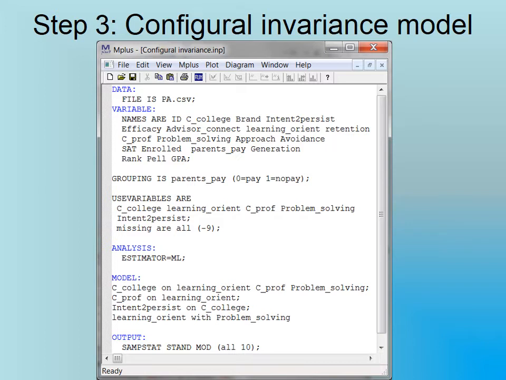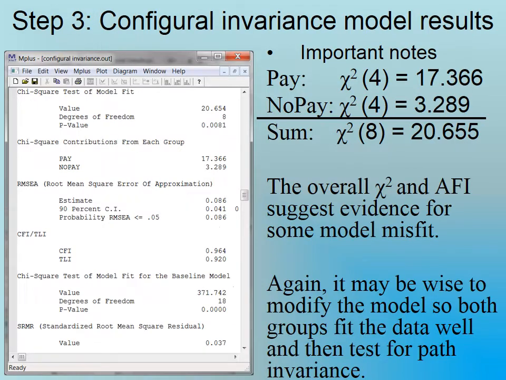Again, remember, this is creating a weighted combination of both samples. So the results will not be the exact same as the overall model. Here's the model fit statistics for the configural invariance model. As you can notice, the chi-squares here are additive. So if you look at the chi-square for the pay model, with 4 degrees of freedom, the chi-square is about 19. For the no pay model with 4 degrees of freedom, that model is 3.289. Those sum to 20.655.